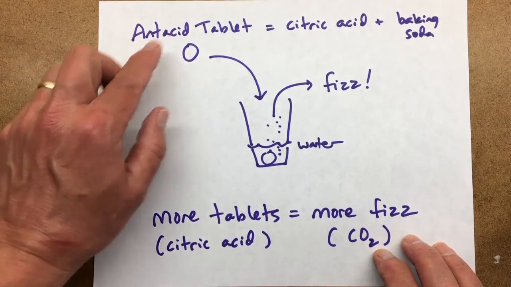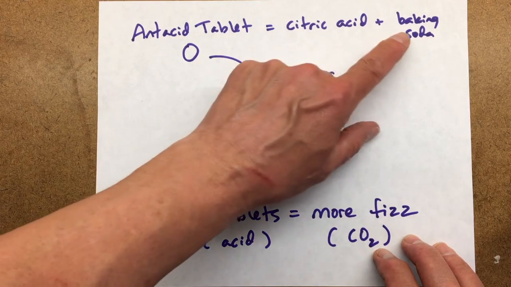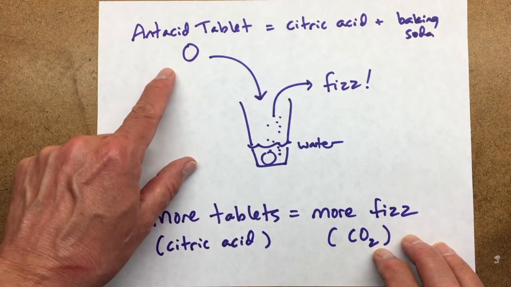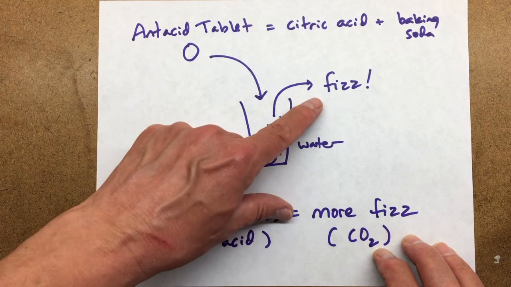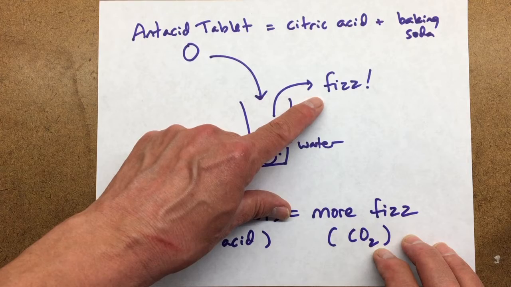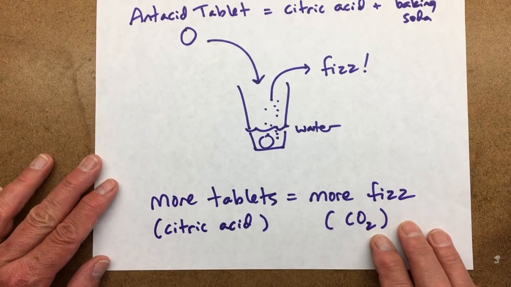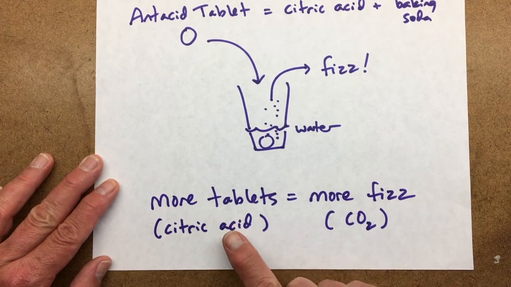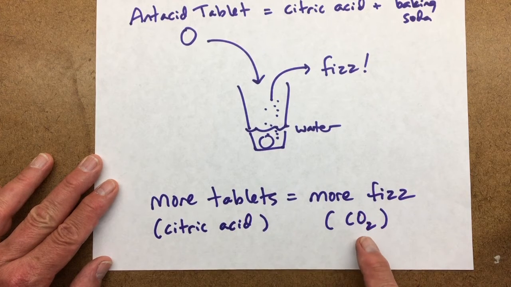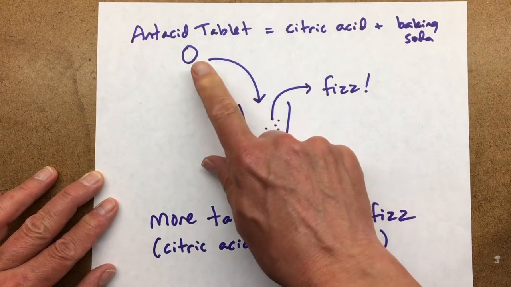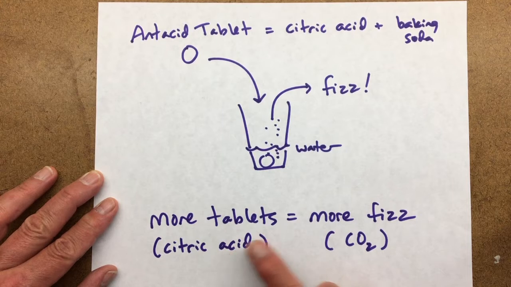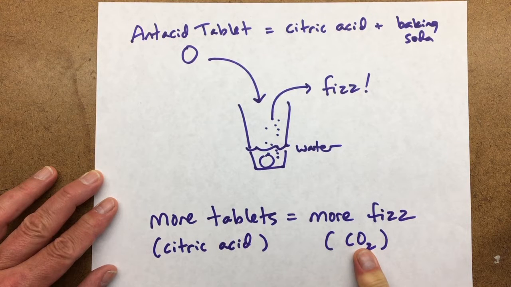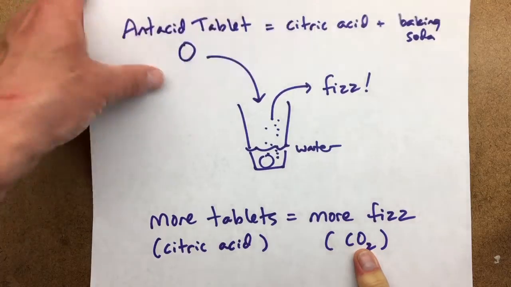Each tablet had 1 gram of citric acid and a bunch of baking soda in it, so that when the tablet was put into water, those two reactants combined and made fizz, or carbon dioxide, the product of the reaction. So we were using this idea that if you have more reactants, you make more products in the chemical reaction. What we did was we used different numbers of antacid tablets so we would have different amounts of citric acid and measured the amounts of carbon dioxide that were made in each known reaction.